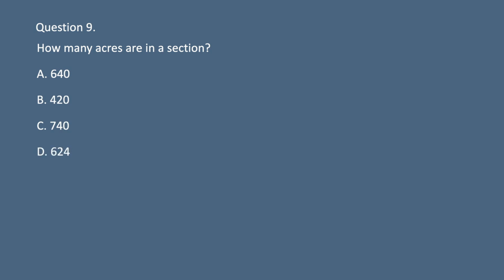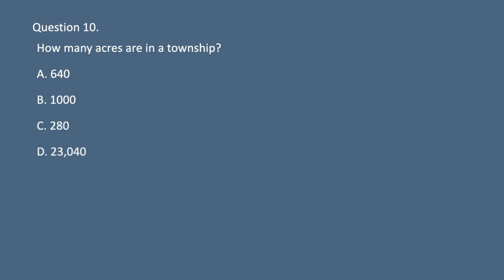Question 9. How many acres are in a section? A. 640, B. 420, C. 740, D. 624. Answer: A. A section contains 640 acres.